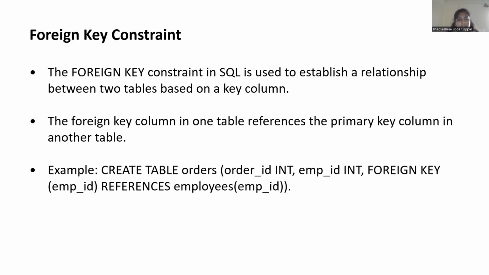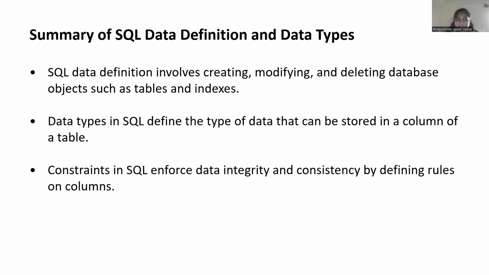Foreign key constraint. The foreign key constraint in SQL is used to establish a relationship between two tables based on a key column. The foreign key column in one table references the primary key column in another table. Example: create a table orders, order ID is integer, employee ID is integer, foreign key of employee ID references employees of employee ID.